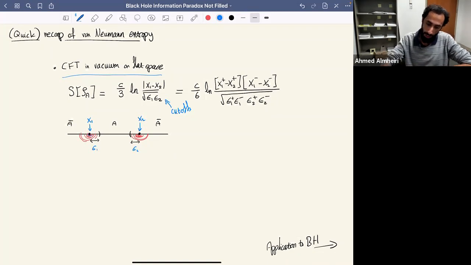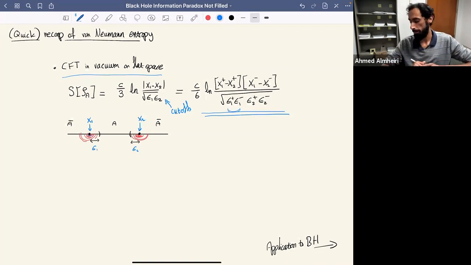You can choose to work in light cone coordinates, and you'll get something like this. Notice how you have a cutoff for the 2 light-like directions at each point. Okay, so I'm hoping that everyone is familiar with this. Now let's talk about applying this formula to the black hole background.